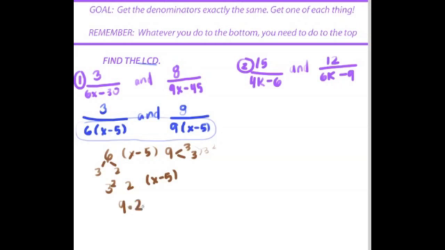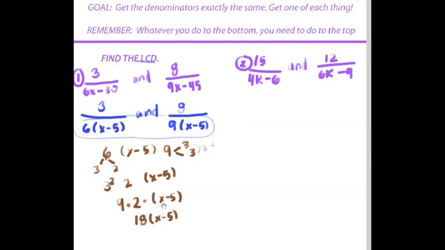The 2 is there. And then remember we had that x minus 5 that we brought down a long time ago. So my final LCD for this is 18 times x minus 5. Okay. So the number part is a little weird, huh? You would think that would be the easy part, but it gets a little weird.